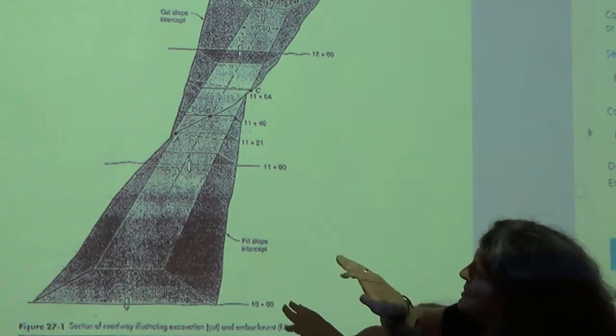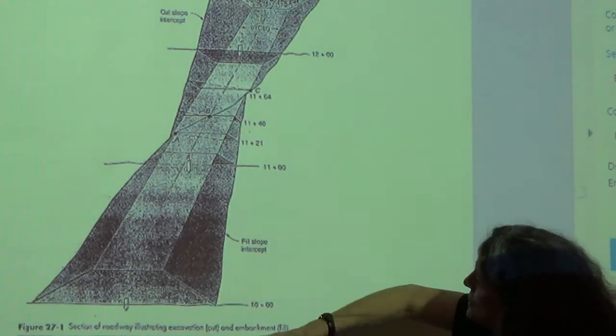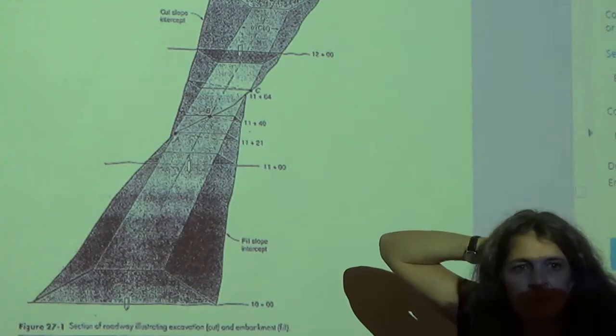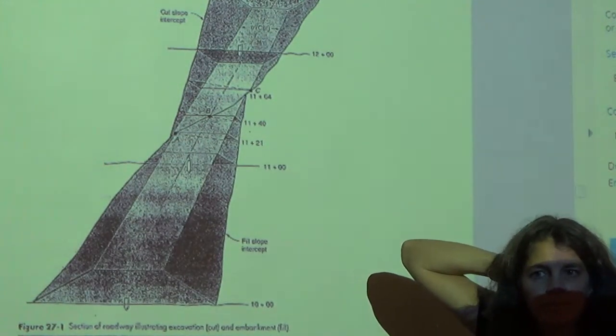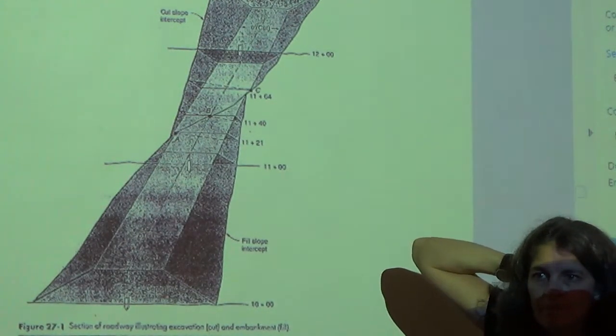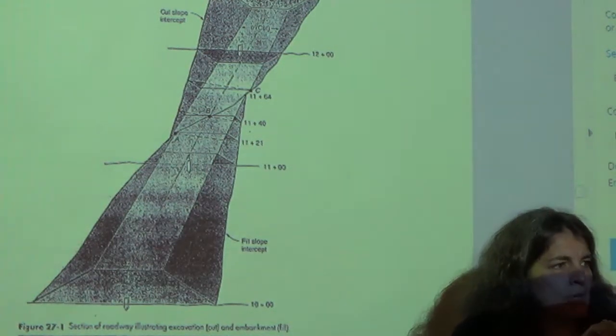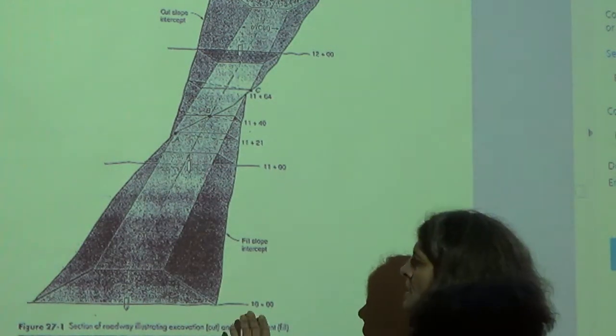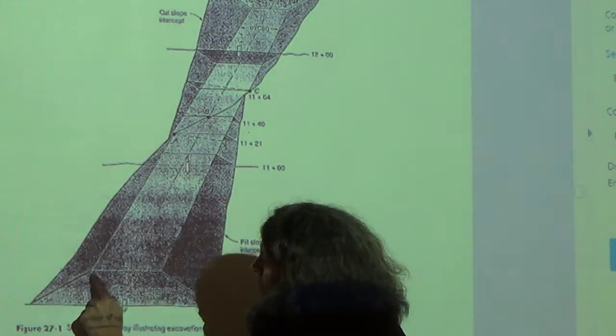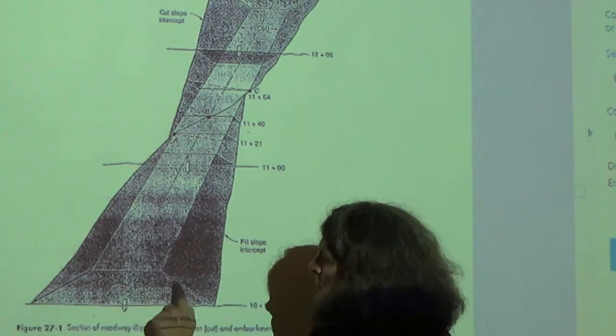What's happening to the road? Is it going down? Is it going up as it goes from 10 plus 0, 0 to 13 plus 0, 0? Can you tell? Okay, so instead of answering that, let's look at this first. I think it's coming down. Okay, so let's look at this right here.